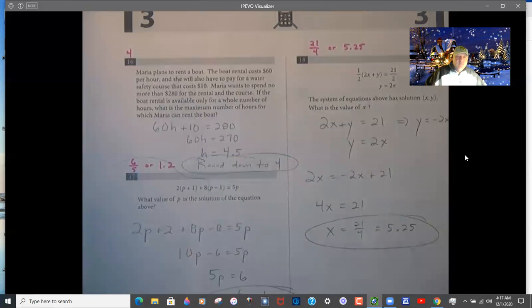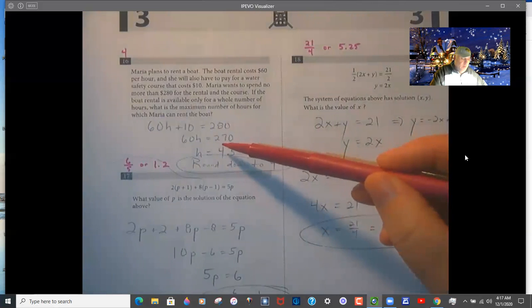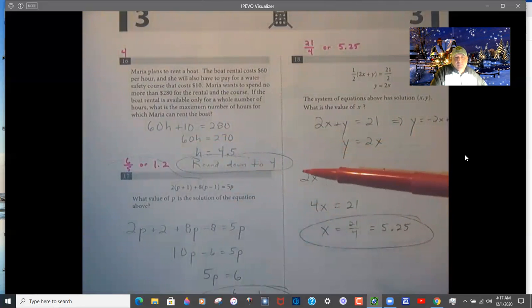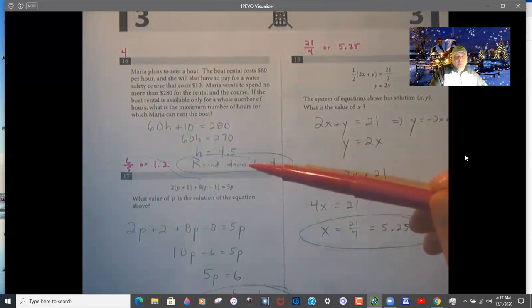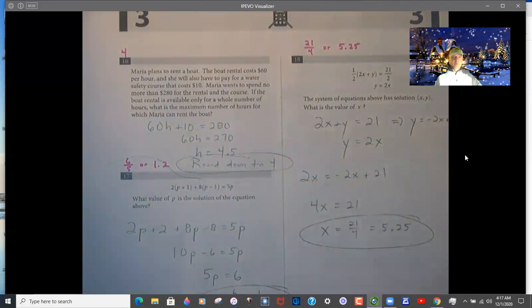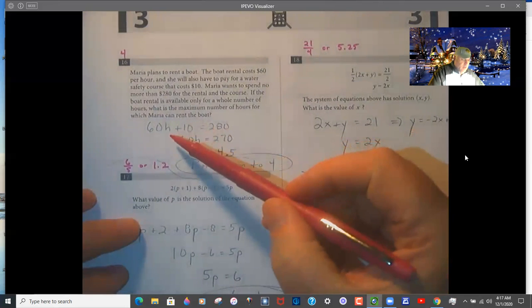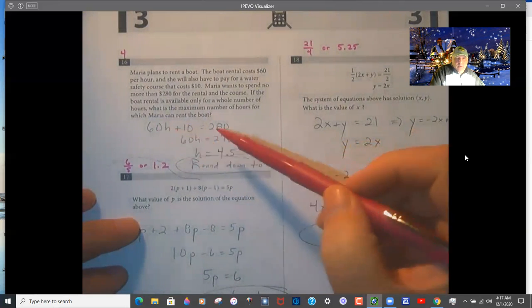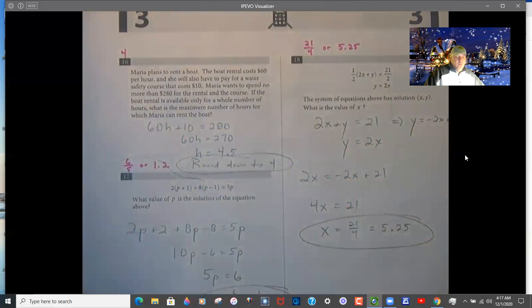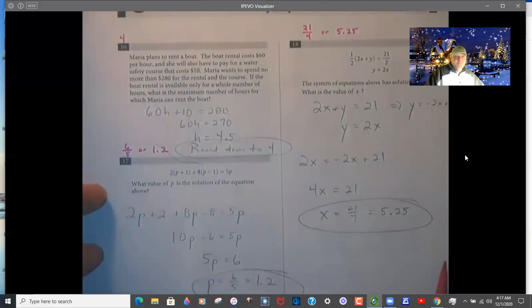Well, 5 is too much. 4 gives you 240. And so you have a remainder of 30 over 60, which is 0.5. Or you could think of 27 over 6, which is 4.5. But we have to round down to 4 because we want the maximum number of whole number of hours. Or you could just guess and check. So 2 in here, yep, we're beneath 280. 3 works, 4 works, but 5 gives 310. So maybe just guessing and checking with the whole number of hours is probably the best way to do that.